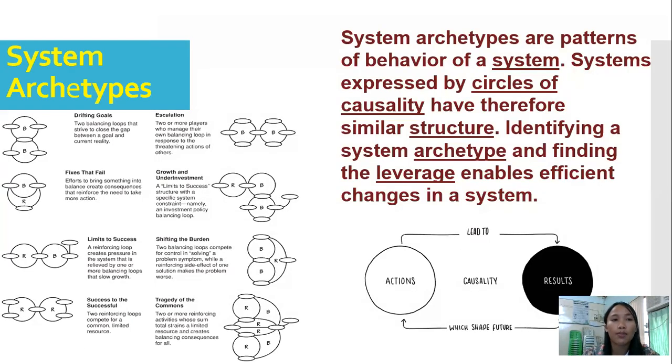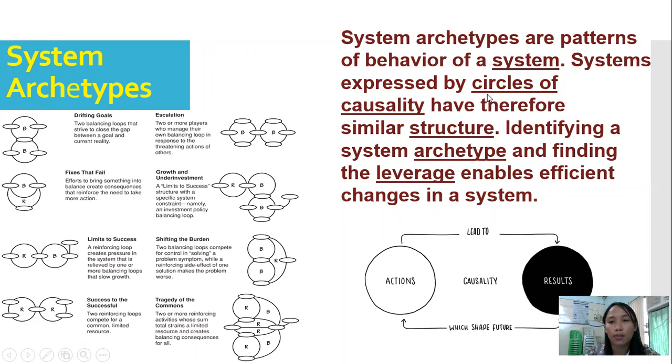Now the system archetypes are some of the essential things that you must know in system dynamics modeling. These system archetypes are patterns of behavior of a system.